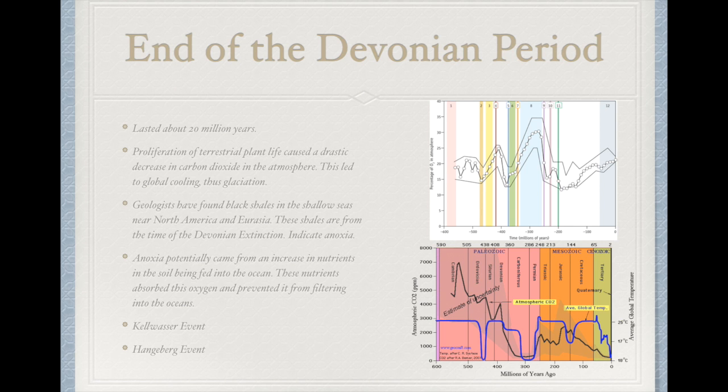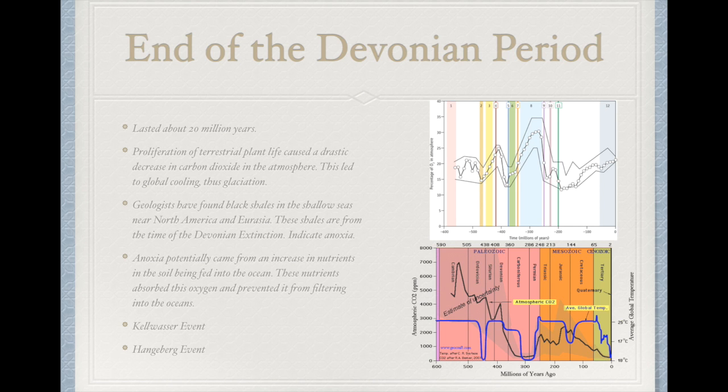The reason why these CO2 levels dropped seems to be fairly apparent. The Devonian period was a time of proliferation of terrestrial plant life. These plants, of course, as they do now, did photosynthesis. Photosynthesis takes carbon dioxide out of the air and replaces it with oxygen, in general terms. And so as the amount of plants grew, the amount of carbon dioxide being taken out of the atmosphere grew as well.